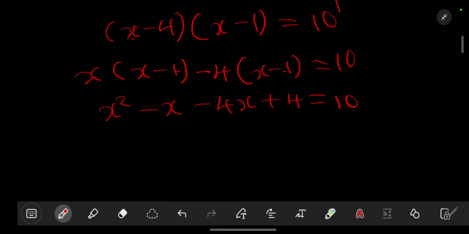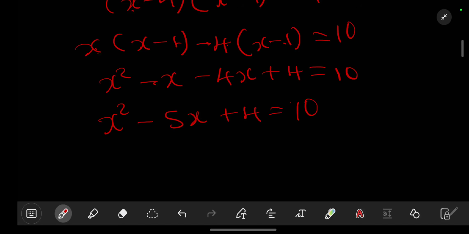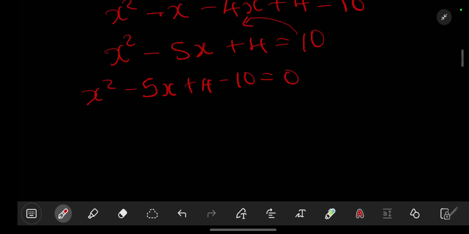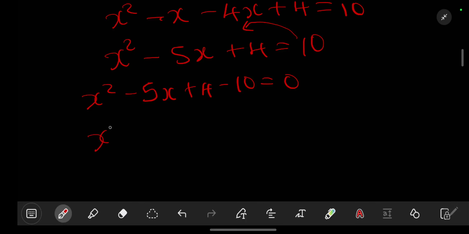So we are going to simplify. We have our x squared, minus x minus 4x is our minus 5x. Then we have plus our 4 should be equal to 10, like that. Taking this value here, we are going to have x squared minus 5x plus 4 minus 10 should be equal to 0, which will give us x squared minus 5x minus 6 should be equal to 0.